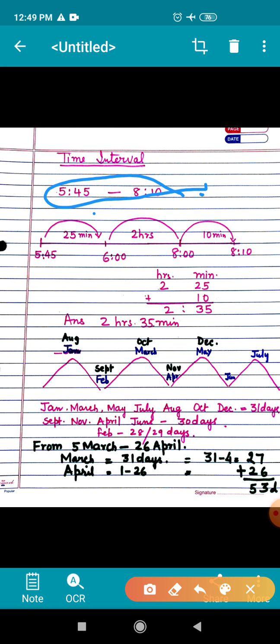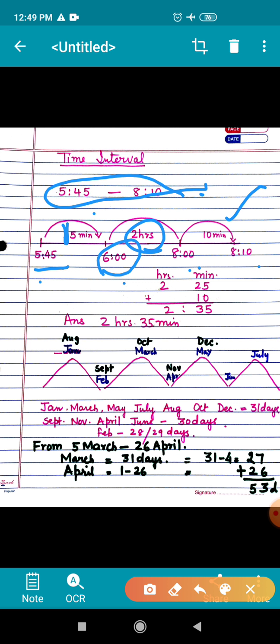Okay, here I have done, the time starts from 5:45. After 5:45, 15 minutes after, there will be 6 o'clock. So here what I will write? 15 minutes. Okay, then 6 to 8 o'clock, how many hours? 2 hours. Then 8 to 8:10, there will be 10 minutes.